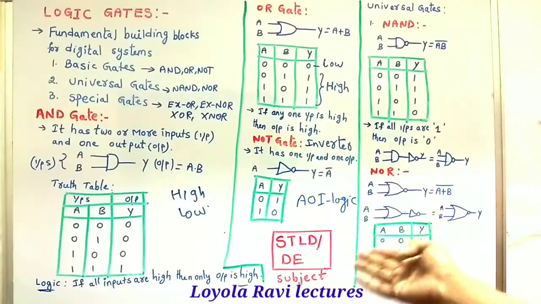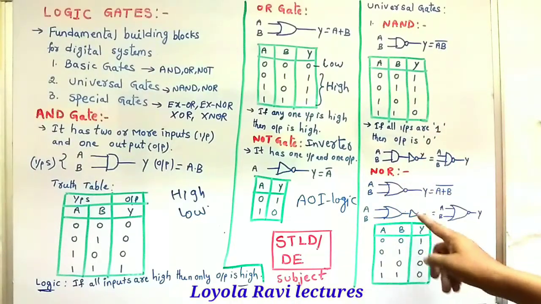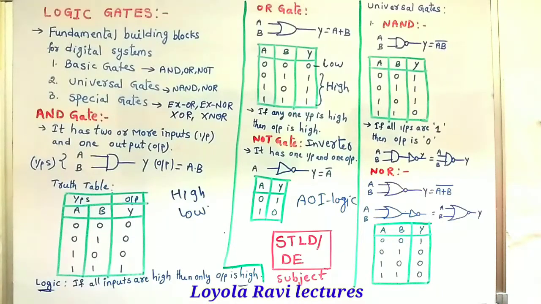Then go for NOR gate. Exactly the same as the NAND. Here OR is followed by NOT gate. That is nothing but NOR. It also has two or more inputs and one output Y, that is taken as Y is equal to A plus B whole bar. This is the reverse of OR gate or negation of OR gate. Then the truth table A, B and Y: 0 0, 0 1, 1 0, 1 1. 0 plus 0 is 0, 0 bar is 1. 0 plus 1 is 1, 1 bar is 0. 1 plus 0 is 1, 1 bar is 0. 1 plus 1 is 1, 1 bar is 0.